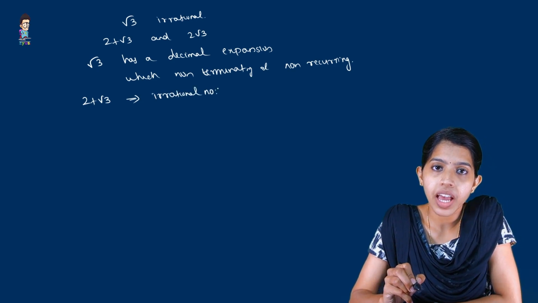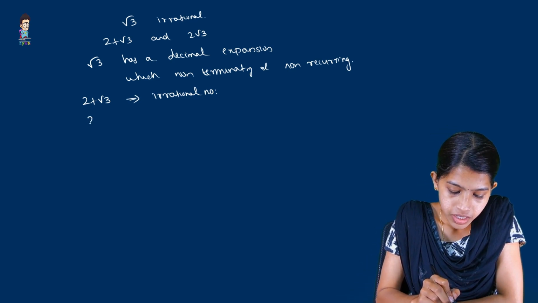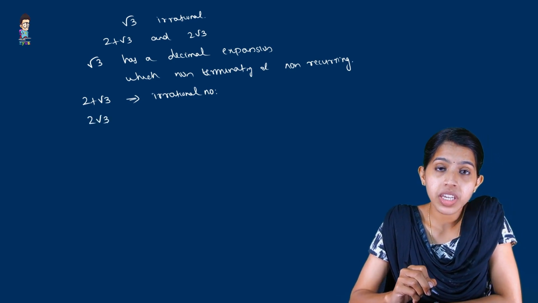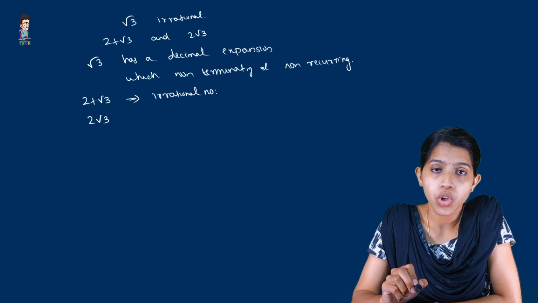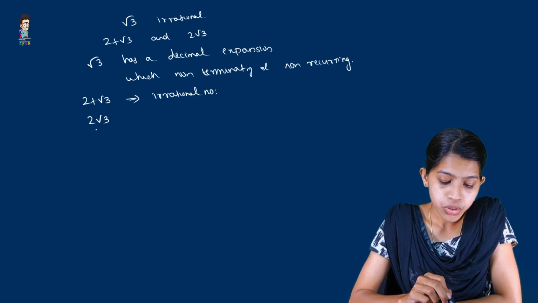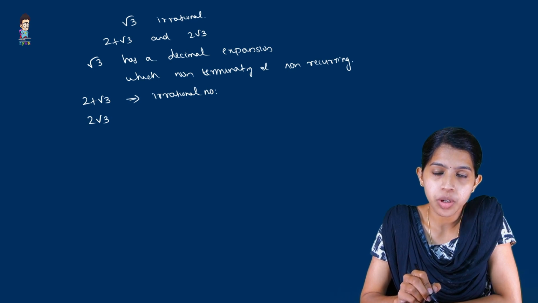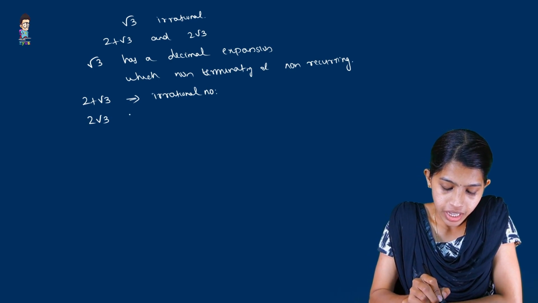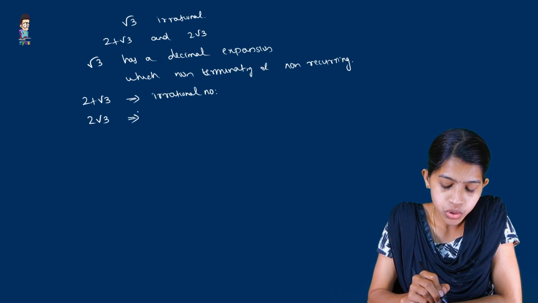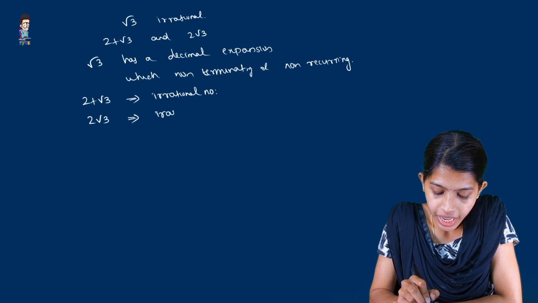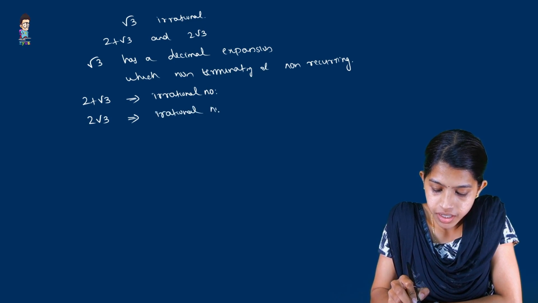A similar case happens when we multiply 2 with root 3. That is, since root 3 has a decimal expansion which is non-terminating, non-recurring, 2 root 3 always has a decimal expansion which is non-terminating and non-recurring. And here we can also say that 2 root 3 is also an irrational number.